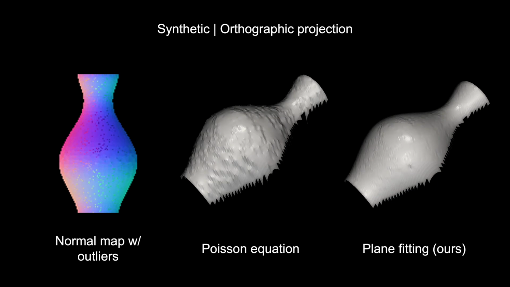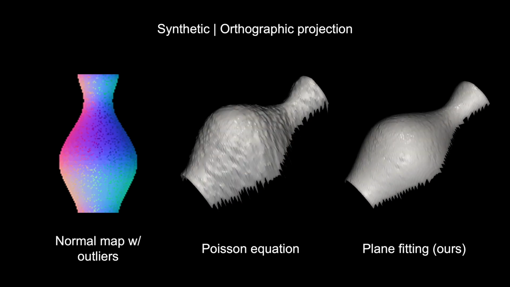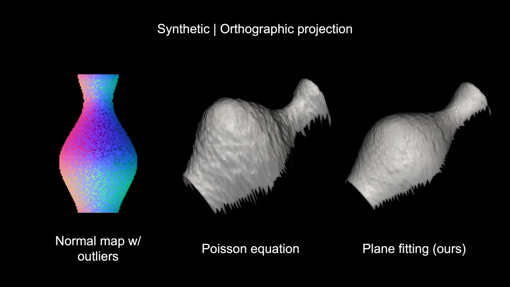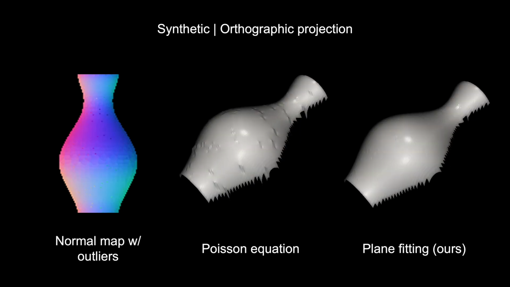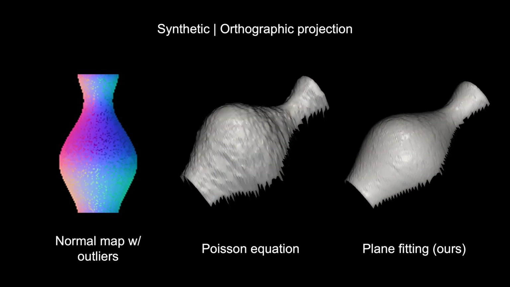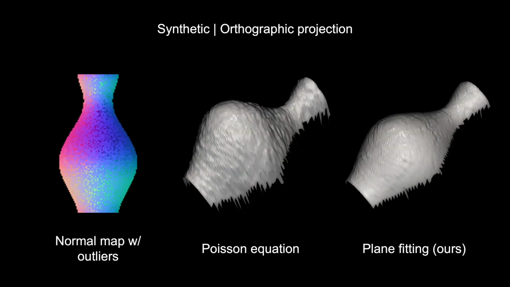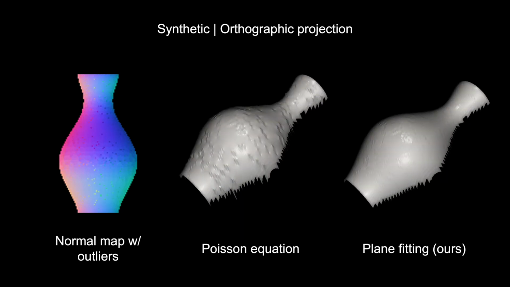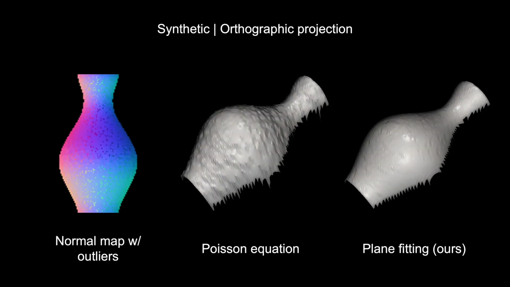In this experiment, we gradually increase the percentage of outliers in a synthetic normal map. We can see that the surface estimated by Poisson equation is globally distorted due to outliers. On the other hand, our method largely suppresses the effect of outliers. There are local distortions, but globally, the surface is closer to the no-outlier one.